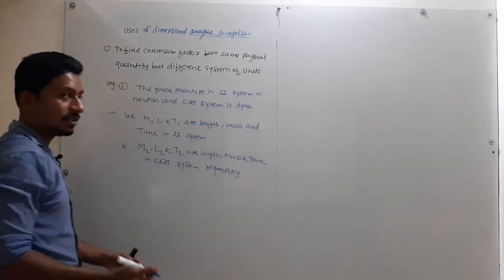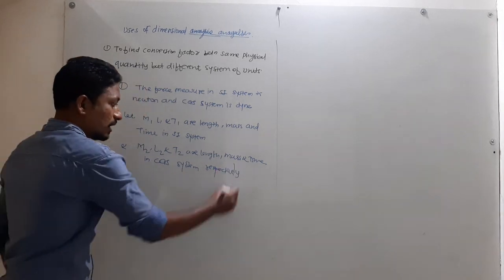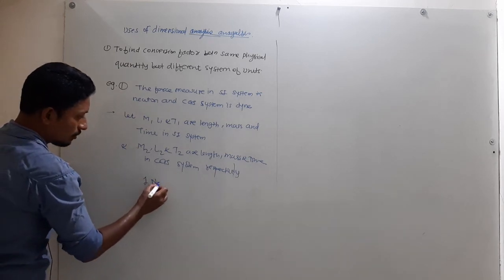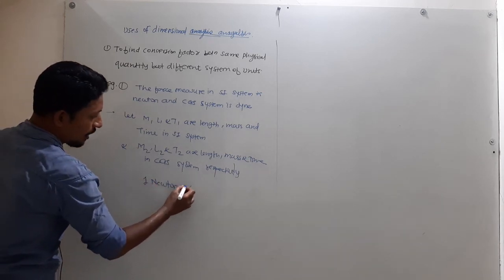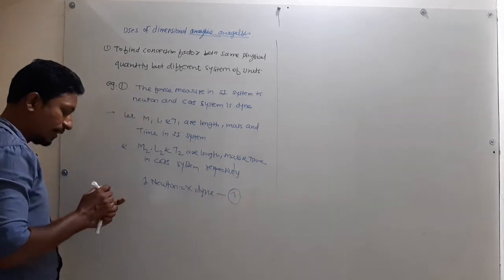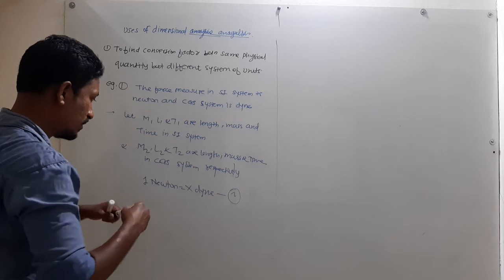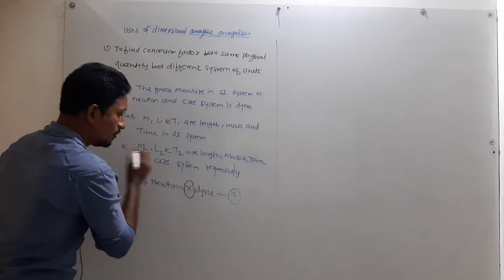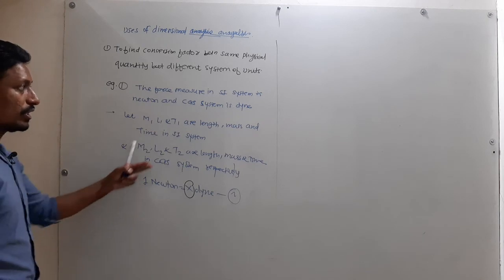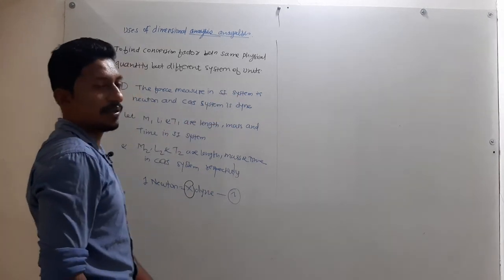Now we do not know their relation at all. Meaning, 1 Newton is equal to x times dyne, right? This is equation number 1, and this x is found out using dimensional analysis.